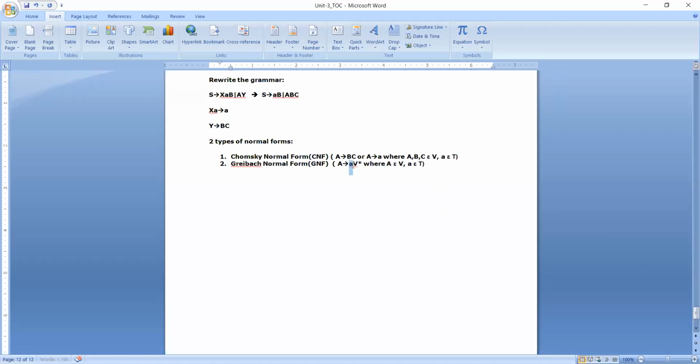on the right hand side, I need to have a terminal followed by V star, V in the sense set of variables. So on the right hand side of the production, I need to have a terminal followed by any number of variables, or no variable at all. No variable in the sense, the meaning is only one terminal will be available.